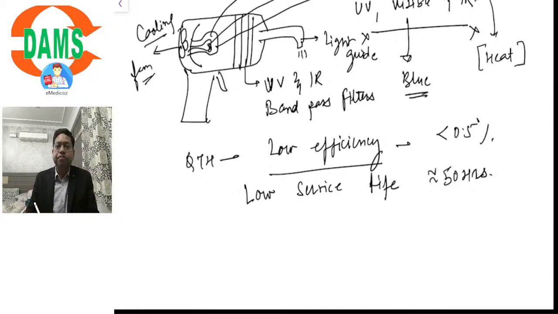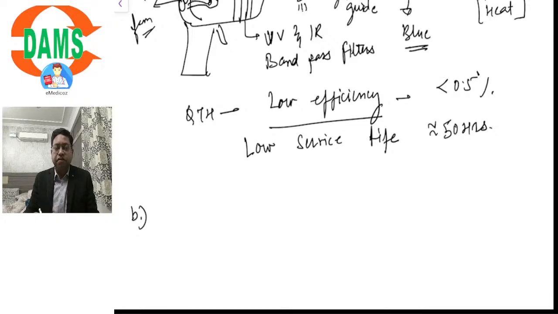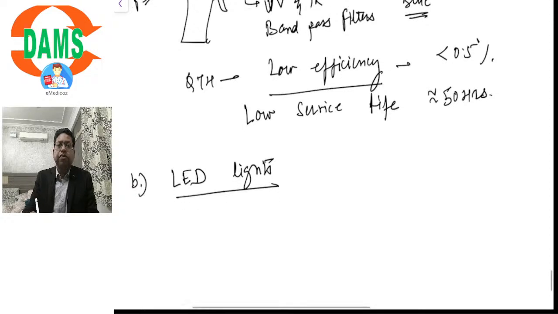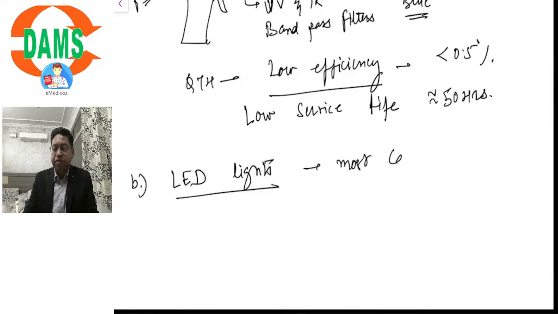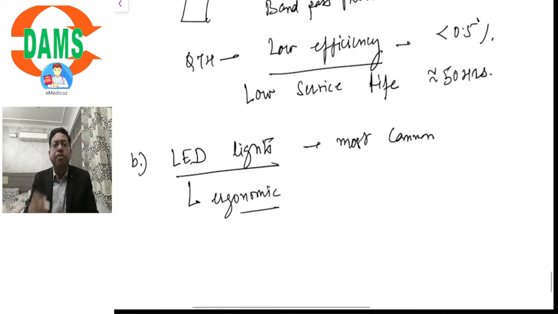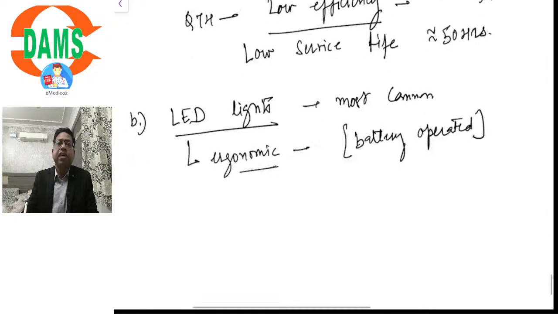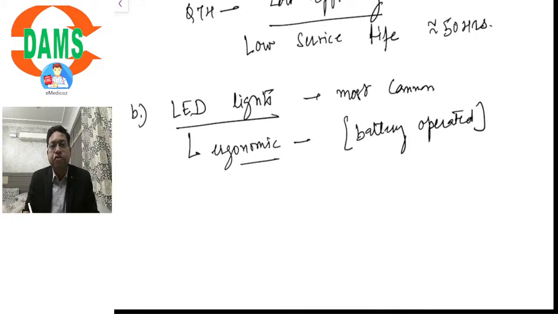The second type of curing lights are LED lights. LED lights are the most common. Okay, they are very ergonomic. Ergonomic means they are lightweight. They are just like a pencil or a pen. Such small dimensions are available for the lights, and they can be used conveniently. They are battery operated. Being battery operated, these lights are very portable, handy, easy to use.